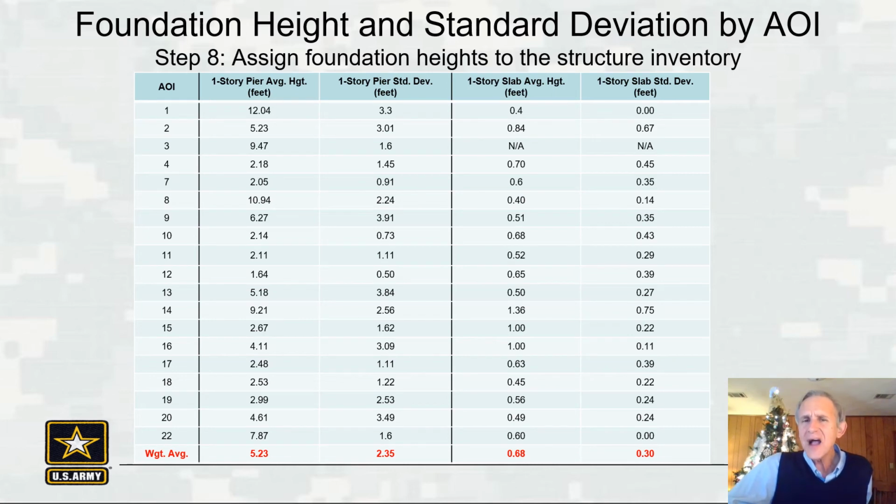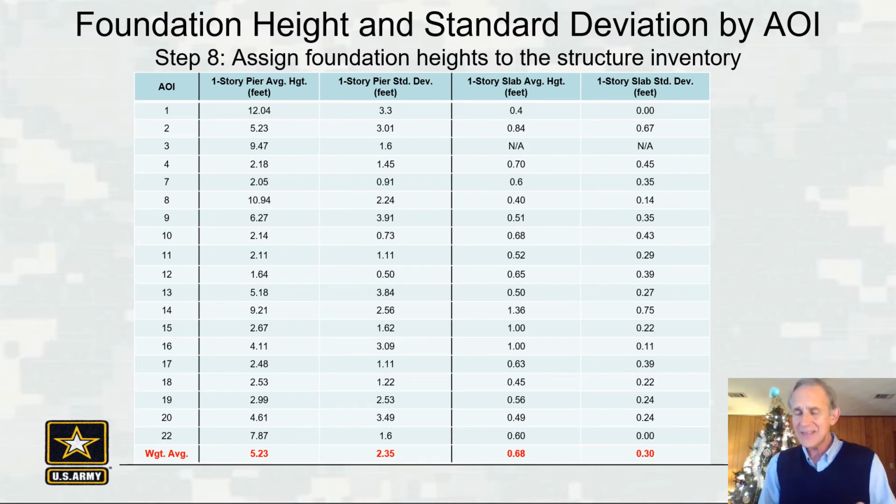So now we assign these foundation heights to the structure inventory. So for these areas, for example, area 2, what did we say? We did 384 structures, but there were really close to 15,000 structures. So if we knew what proportion were 1-story and 2-story, and what proportion was slab and pier, and we had that average height, that's what we assigned to the rest of the inventory.